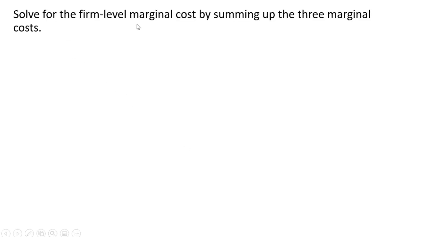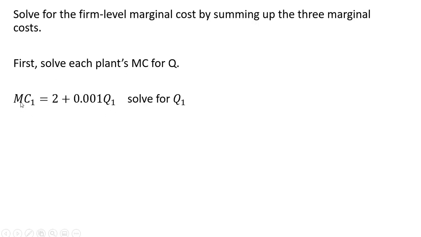We're going to solve for the firm level marginal cost by summing up the 3 marginal costs from each plant. So first we're going to solve each plant's marginal cost for Q. For plant 1, here's the marginal cost equation. We're going to solve it for Q subscript 1. Doing that, we get this equation.